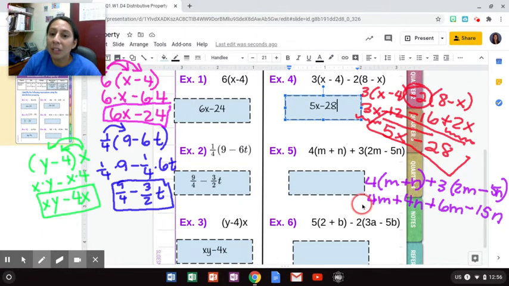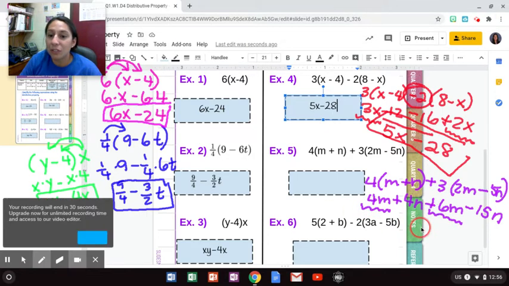Now you're going to combine your m with all of your other m's. So you'll notice that in the problem, 4 plus 6, there's a total of 10m. Next, we have n, 4n, take away 15n, ends up giving you negative 11n. Let's go ahead and type that in.